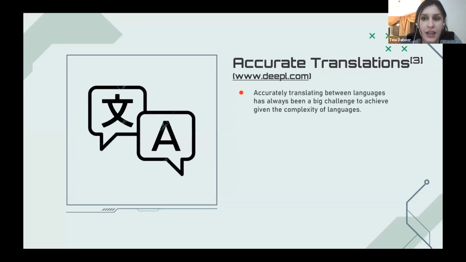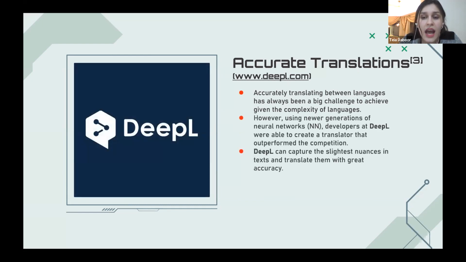Another example is accurate translation. We all know how accurately translating between languages has always been a struggle. Given the complexity of languages, DeepL has made this process much easier. Using newer generation of neural networks, developers at DeepL were able to create a translator that outperformed the competition. DeepL can capture the slightest varieties in text and translate them with great accuracy.